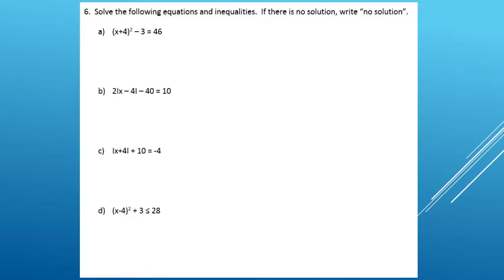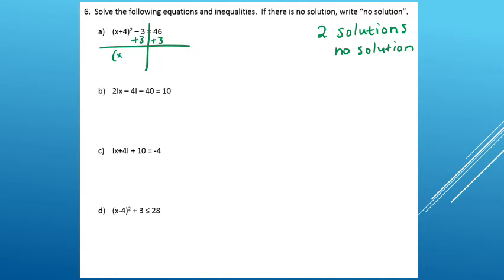Now we're going to solve the following equations and inequalities, and if there's no solution, we're going to write no solution. Remember that all these equations are either going to have two solutions because they involve squaring or absolute value, or no solution. Nothing is going to have just one solution, so keep an eye out for that. So we're going to go ahead and try to isolate our squared function or isolate our absolute value to start. So I'm going to go ahead and add 3 to each side.